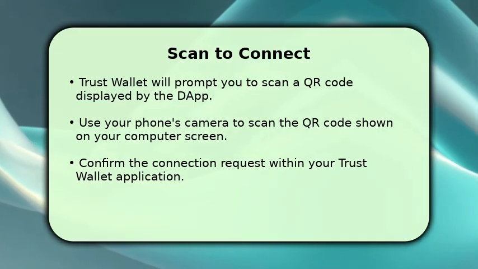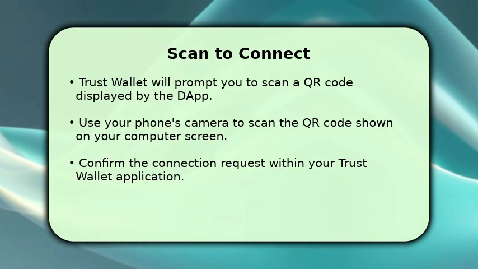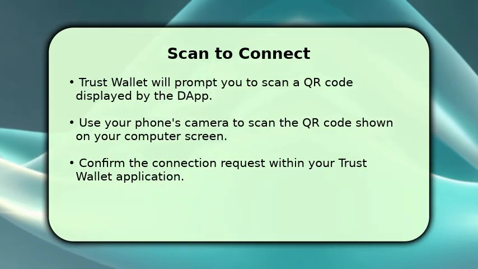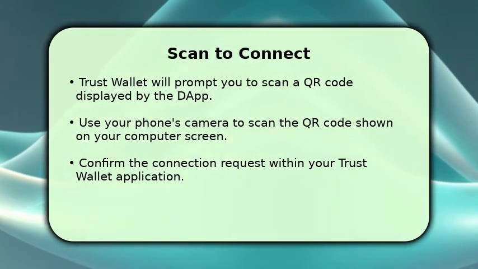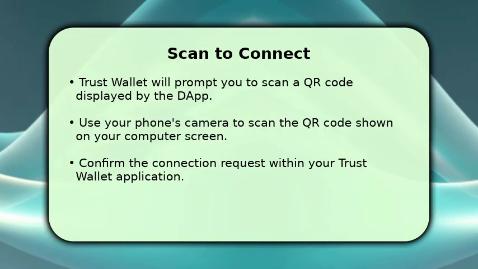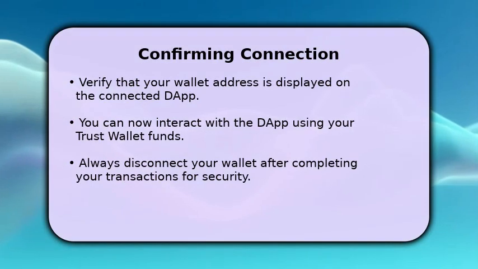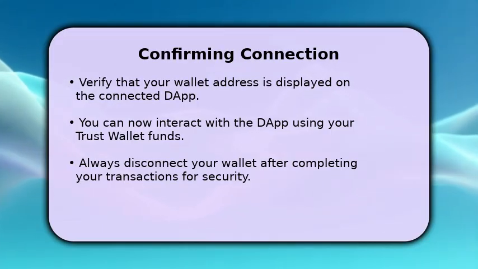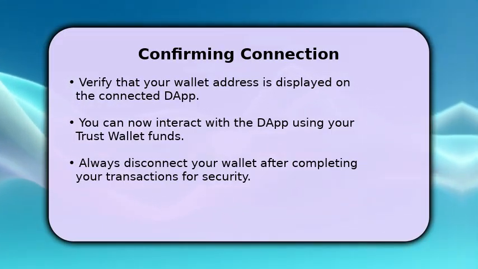A confirmation prompt will appear in your Trust Wallet. Review the details and approve the connection to proceed. This process takes only a few seconds. Once you've approved the connection, your Trust Wallet address should appear on the dApp's interface, indicating a successful link.